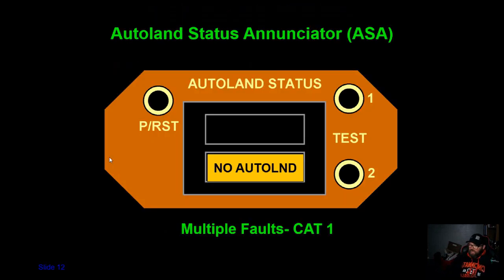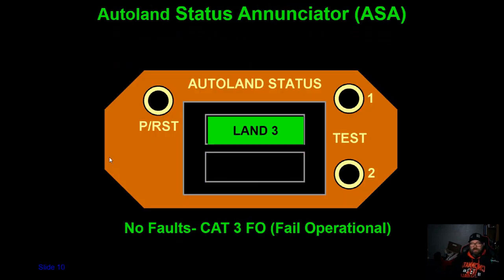Now, if we want to look back here, one thing I do not want people to get confused about, okay? And the only reason I say it that way is because I've had people get confused about it. I really need to hammer this point. Land 3 versus Land 2. Land 3 does not mean Cat 3 only. Land 2 does not mean Cat 2 only.